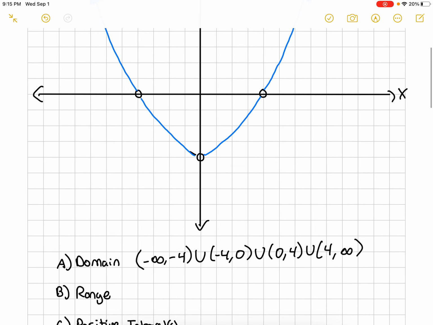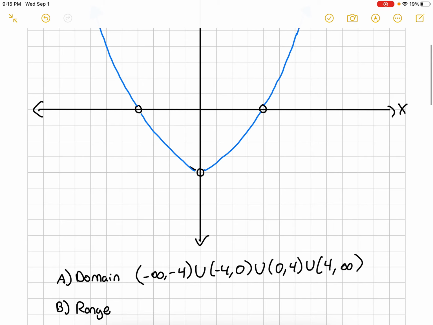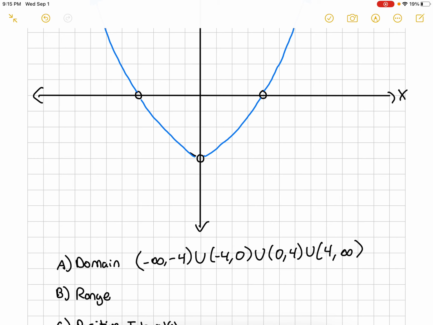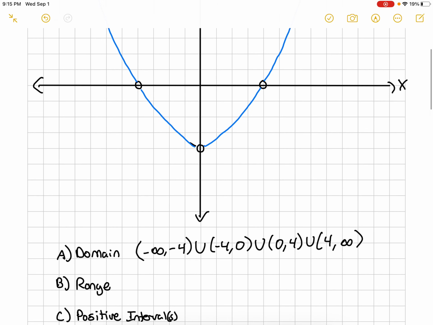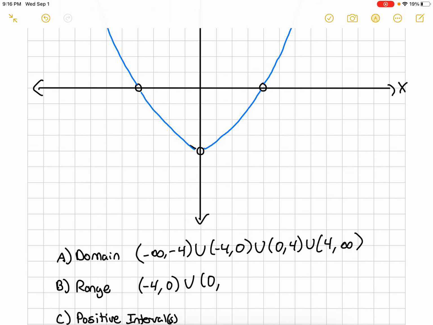The range, we're going from the bottom to the top. We're looking at all possible y values on this function. So starting from the bottom, the first y value we come to is -4. It's not included. And we're going to go from -4 to the y value of 0 and stop because there's a hole there and it's not included. We're going to pick back up at 0 and we're going to positive infinity. There's my range.